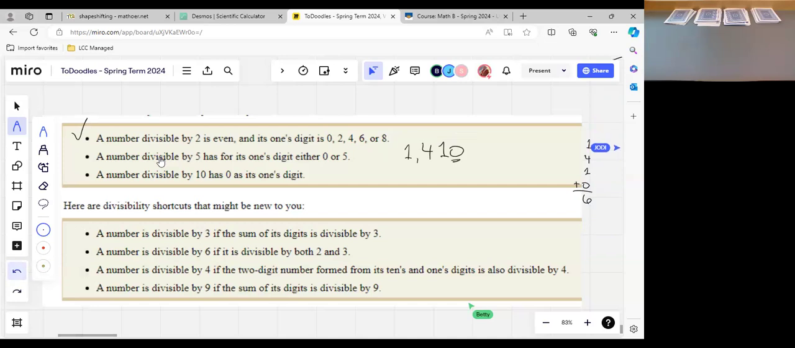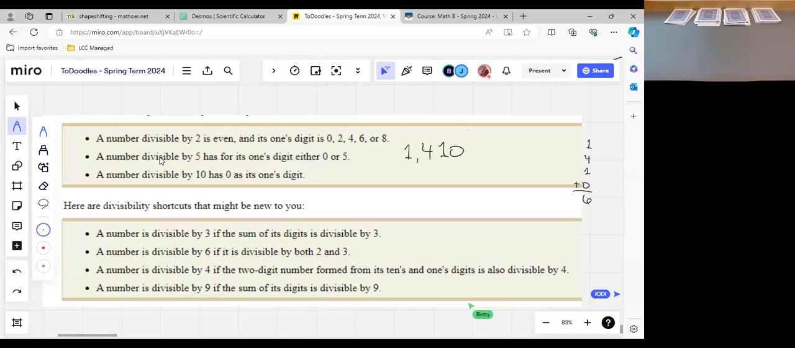A number is divisible by four if we just take the two-digit number at the end and check that. So does four go into 10? No. If I count fours, I skip over 10. 4, 8, 12. So 4 does not go into this. If I tried to do long division here, there'd be a remainder.